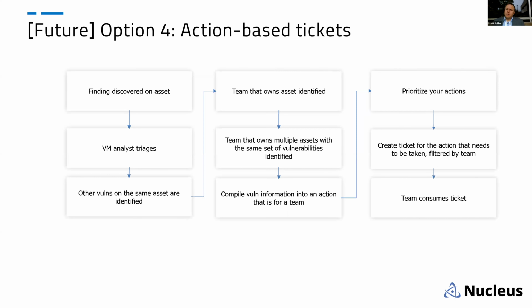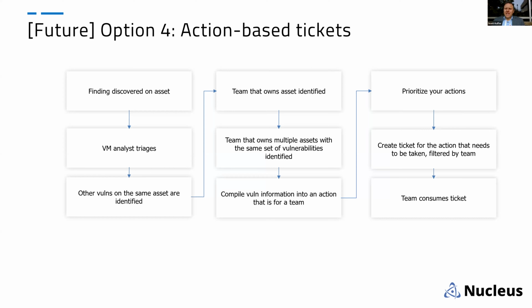And then the fourth option I want to talk about is what we call action-based tickets. So an action-based ticket is like adding that fourth additional layer of filtering, where you discover a finding on an asset, your VM analyst triages it, you identify other vulnerabilities on the same asset, you identify the team that owns the asset, you identify the team that owns other assets with the same vulnerabilities. But this time, instead of compiling it based on vulnerabilities on the asset, you take it that step further and say, which of all of these vulnerabilities on these different assets for the same team have the same solution, right?